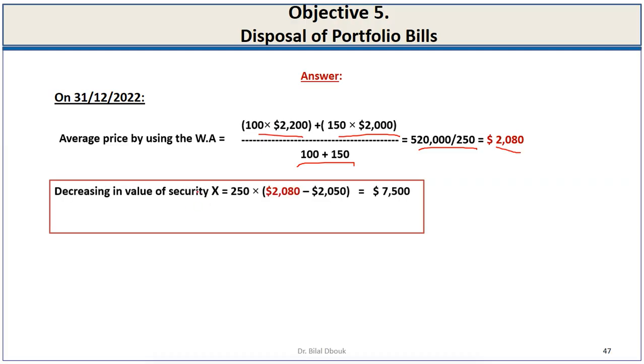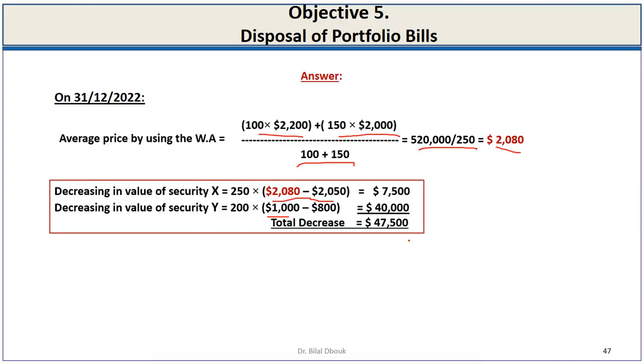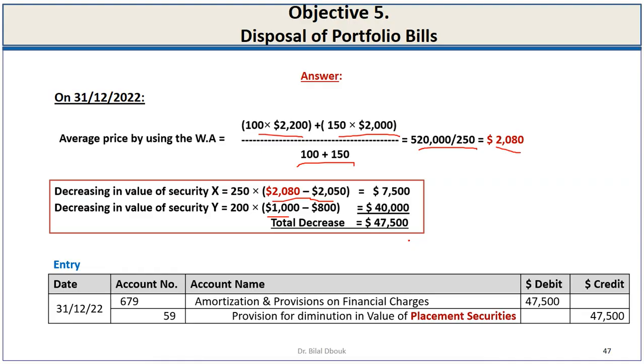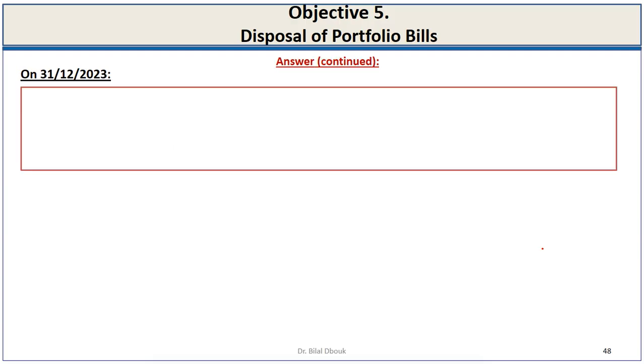So the decrease in value for security X would be 2,080, which is the cost, minus 250, which is the market. We got $7,500. The decrease in value for securities Y would be $40,000. So we have a total decrease of $47,500. For the entry to record the provision, we debit 679 account amortization and provision on financial charges, and we credit provision for diminution in value of placement securities.